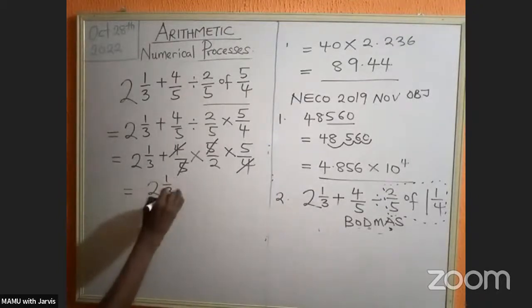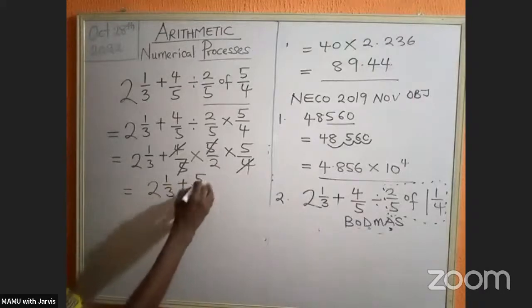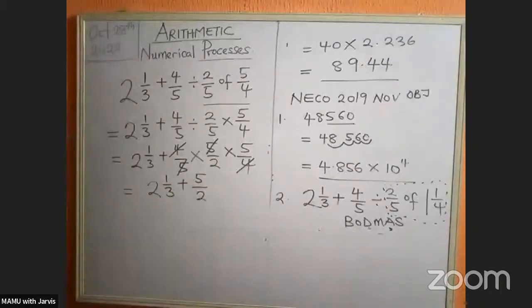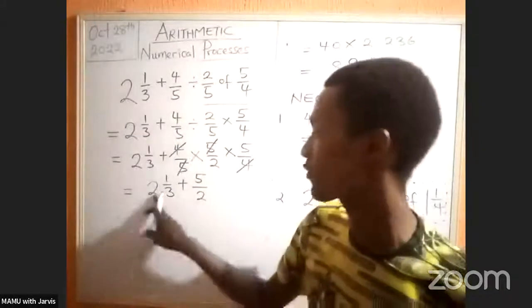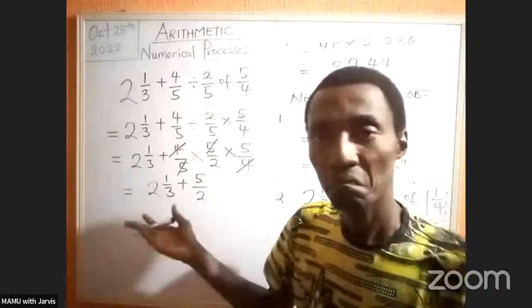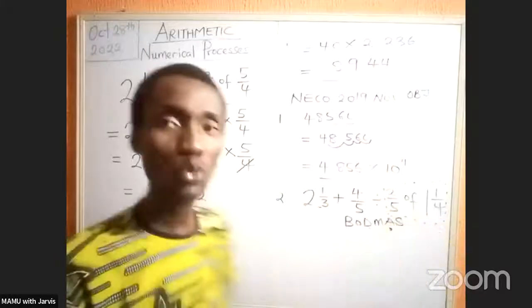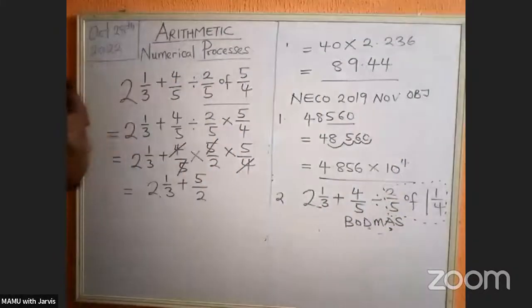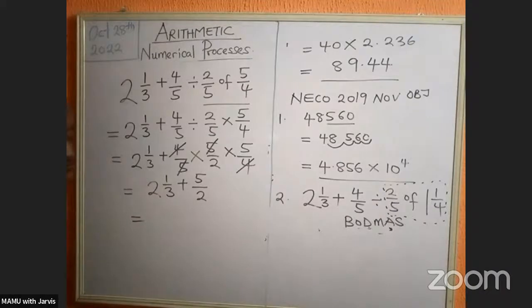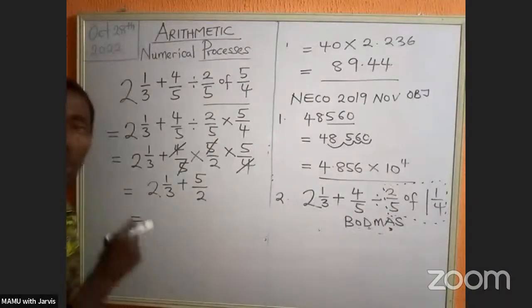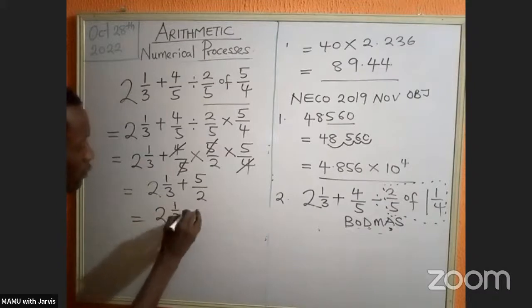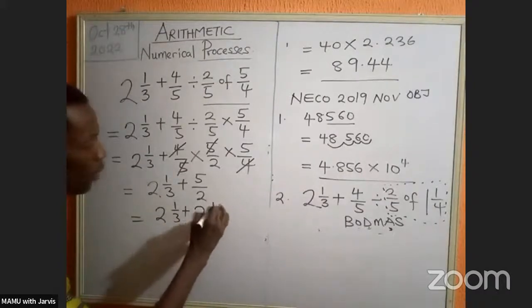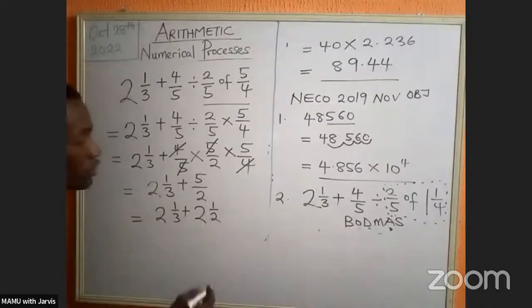2 1/3 plus 5/2. Now, students sometimes will want to change this improper fraction to add. It's an OBJ question, I wouldn't query about that. But I think the appropriate thing to do is not to run away from what I call your mixed mode. So I'm going to stick to my mixed mode. 1/3 plus what? 2 over 1/2. 5/2 means 2 over 1/2.